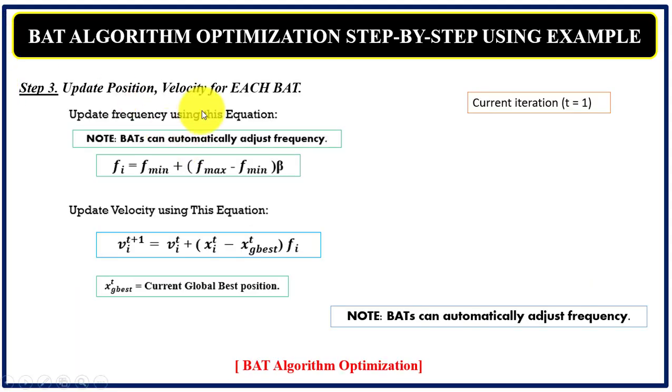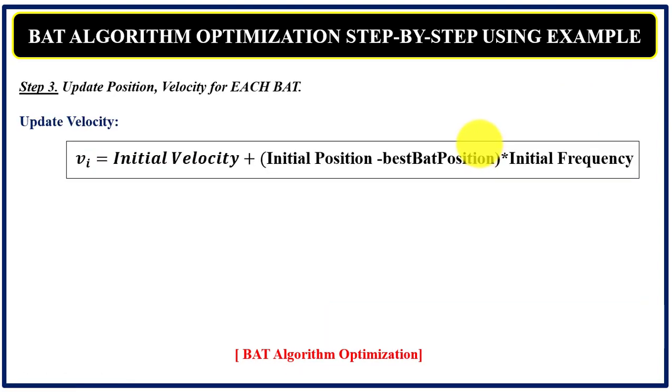So in order to update the frequency, we can use this equation that we already computed before. In order to update the velocity, you can use this equation, that is for the velocity update. And you can see here each bat can automatically adjust the frequency. And here, what is this current global best position for the bat, and we are using here iteration is 1, so value for the t is 1.